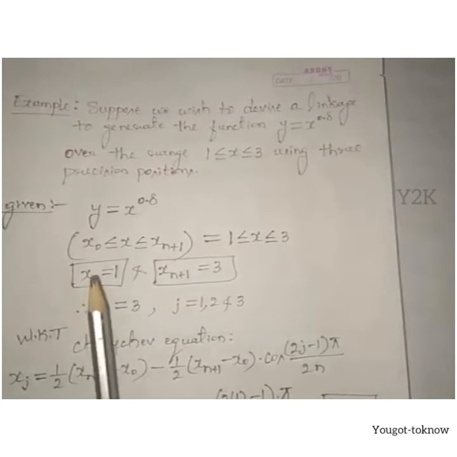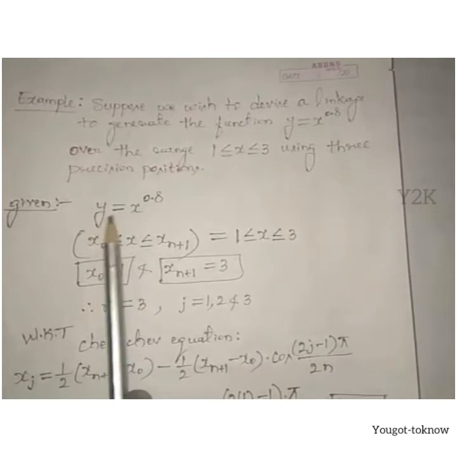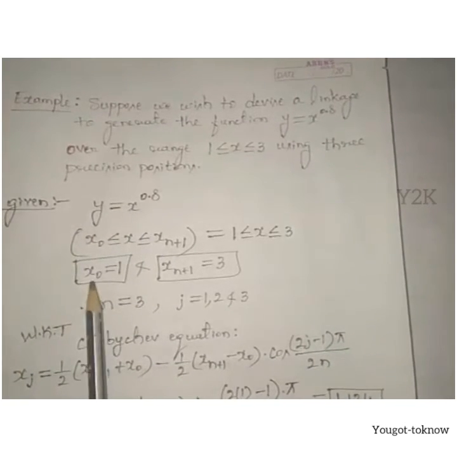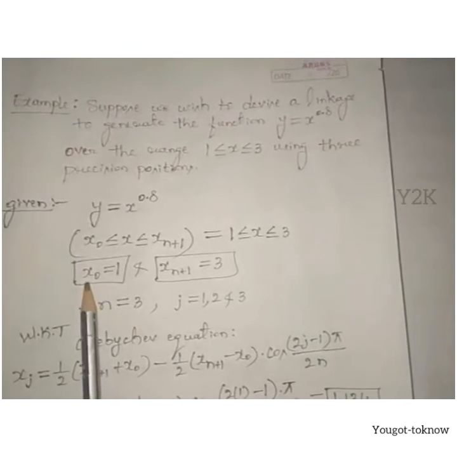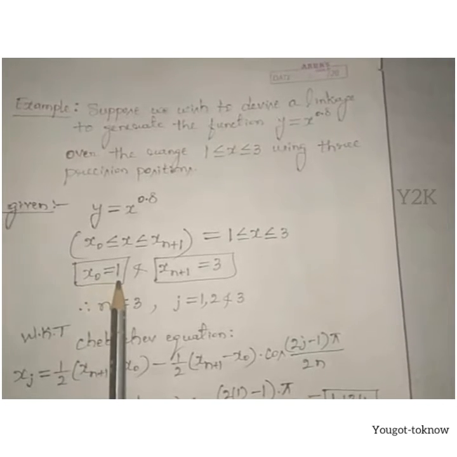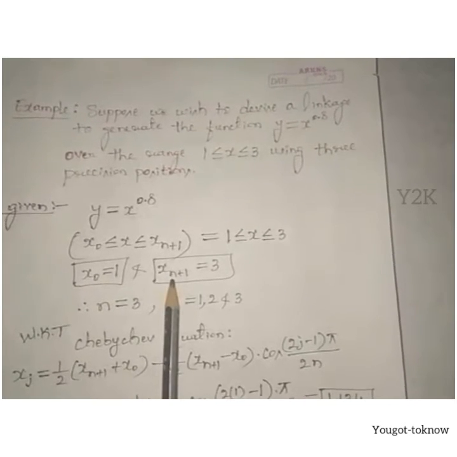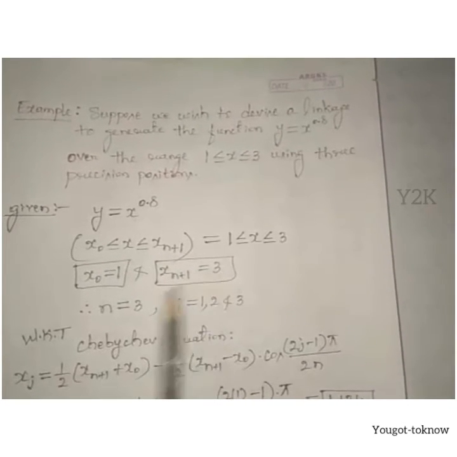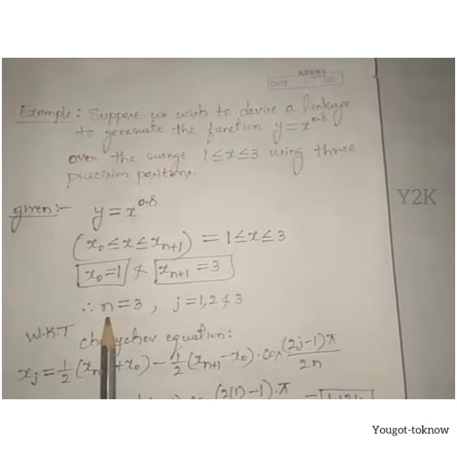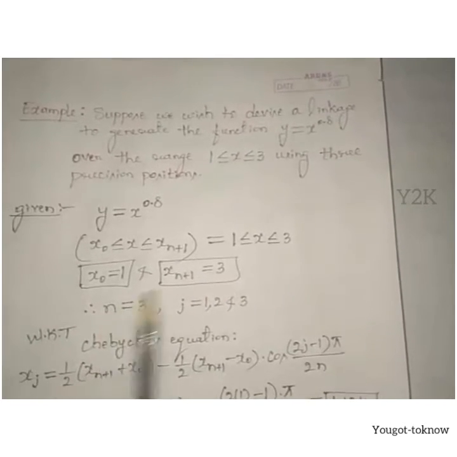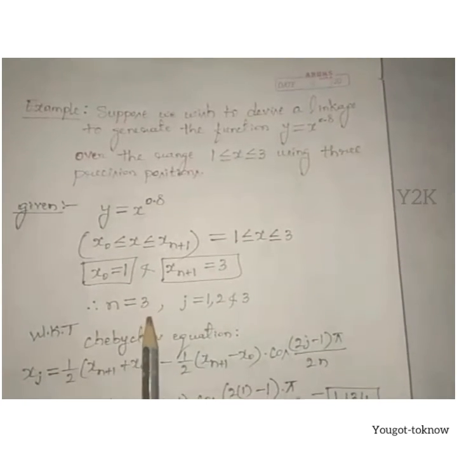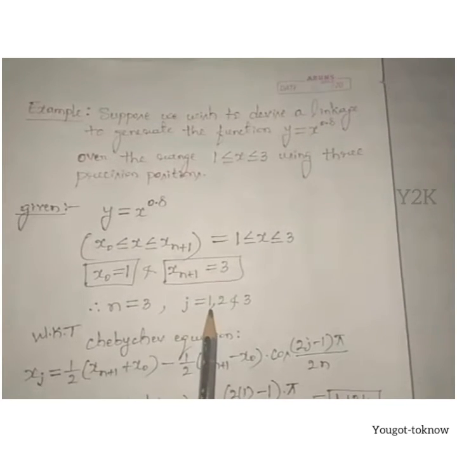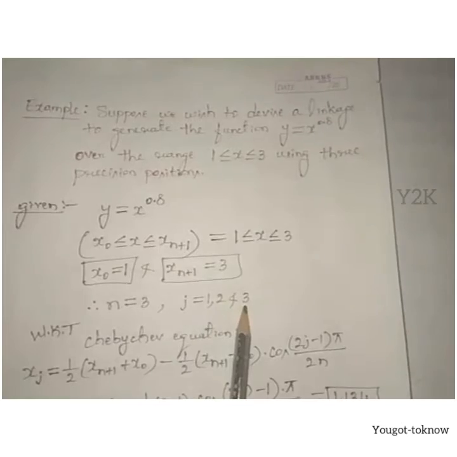According to the given data, the function of the mechanism is y equals x to the power 0.8. x0, the initial position of the crank, equals 1. x_{n+1}, the final position of the crank, equals 3. n is the total number of given precision positions, that is 3. With reference to this, j varies like 1, 2 and 3.